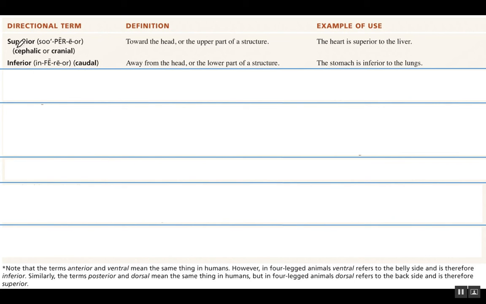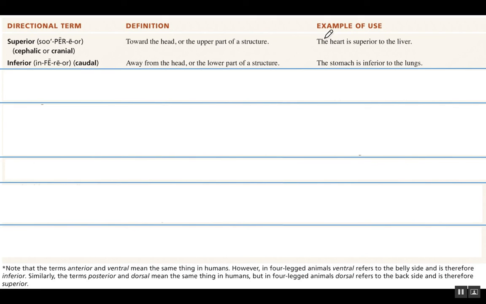So the first set are superior and inferior. Sometimes superior we will replace with words like cephalic or cranial, which mean pertaining to the head. But superior is an upper part of a structure or above something else.